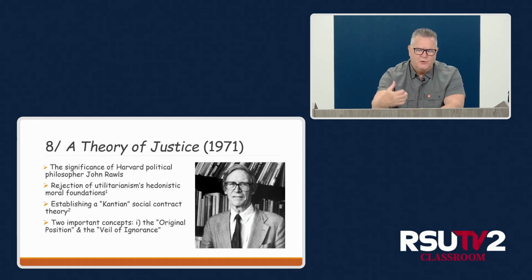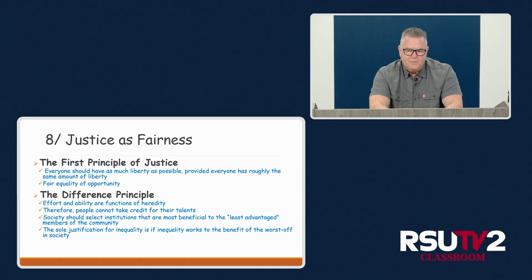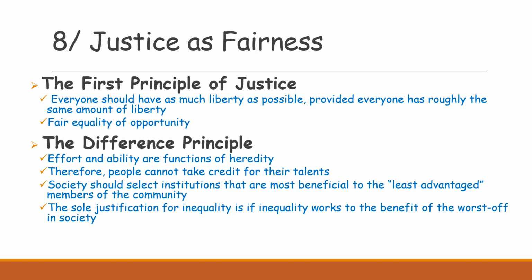And so for Rawls, there are two central positions to his constructivist approach to liberalism. The one being the original position, and then the next being the veil of ignorance. The first principle of justice is that everyone should have as much liberty as possible, provided everyone has roughly the same amount of liberty. So you need to have fair equality of opportunity. To that end, he advances what he called the difference principle.